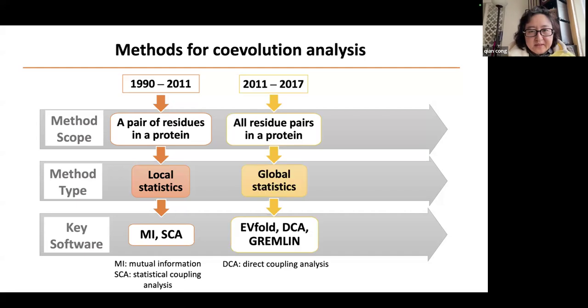With that method, people could observe such a coevolution phenomenon, but it was hard to use it to do any meaningful predictions. Then between 2010 and 2017, there was a small breakthrough in the field of computational protein science when people used a more advanced statistical method called global statistics. Instead of looking at one pair of residues at a time, it can analyze all the residue pairs in a protein at a time. That resulted in a significant improvement in performance.